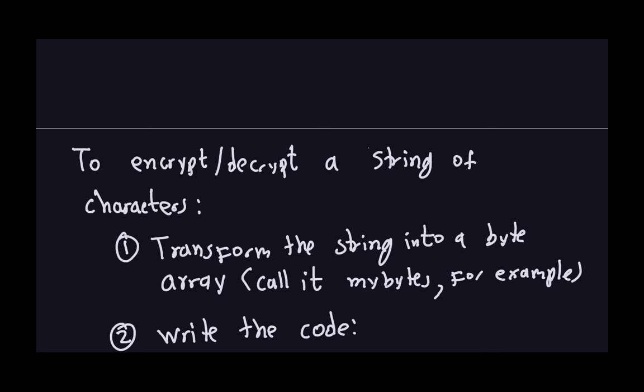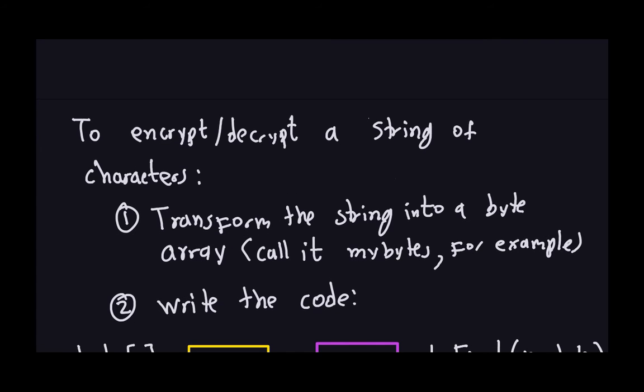Whatever the string of characters is that you put in there, you're gonna transform it into a byte array using the method getByte, and you're gonna call it whatever you want. That array of bytes, in this case, I'm gonna call it my bytes. You don't have to call it like that. You can call it whatever you want. And so you're gonna use that variable.